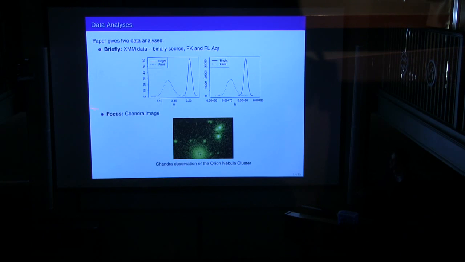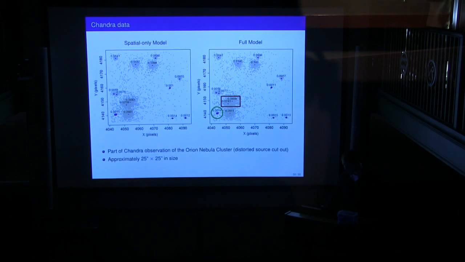Okay, so next we analyzed the Chandra image. This is the one I showed you at the beginning. And we actually only analyzed the top right corner because this source is very distorted. Okay, so here are some results. On the left, the spatial only model, and then the full model, which includes the spectral information.